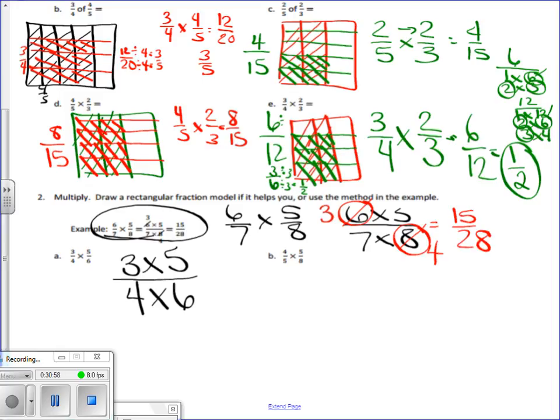You don't have to do this. If that's too much for you to consider, don't do it. Just go ahead and multiply it and simplify it when you're done. This is just simplifying to go ahead and make your numbers smaller.